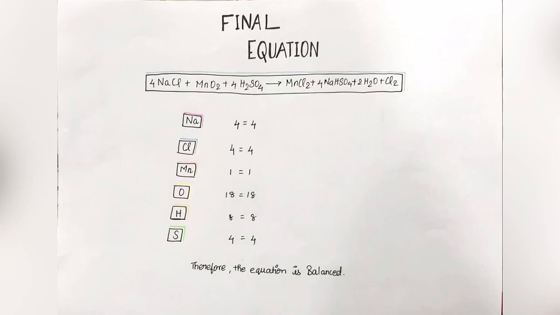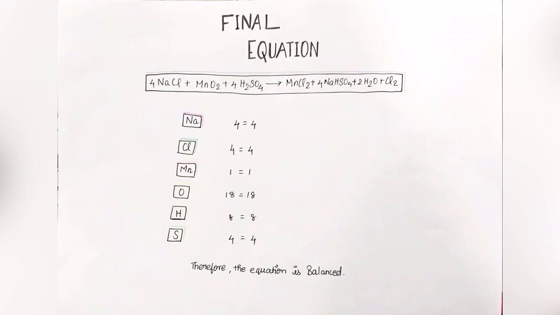To check whether the equation is balanced or not, we need to check the atomicity of the elements on both the reactant side and the product side. If they are equal, then the equation is said to be balanced. For the first element sodium, the atomicity is 4 on both sides, and for the next element Cl, chlorine, the atomicity is equal on both the reactant side and the product side, that is 4. And for manganese, on both sides, the atomicity is 1.